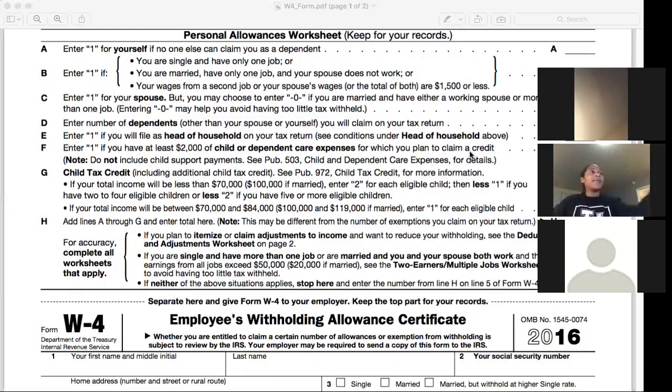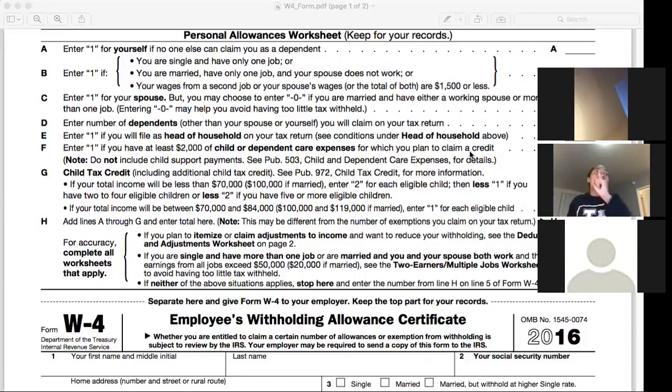So that's 4. Then it says less 1. So 4 less 1 is 3. If you have 2 to 4 eligible children. So if you have 2 to 4 eligible children, and in our case, our example right now, we're saying we've got 2 kids, your number on G should be 3. Okay? It says, or less 2 if you have 5 or more children. So the question you're going to ask yourself or ask the person you're sitting and helping them fill out this form is, how many kids do you have? They either have between 2 and 4, or they have 5 or more.